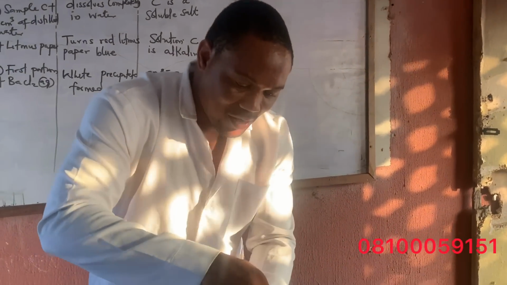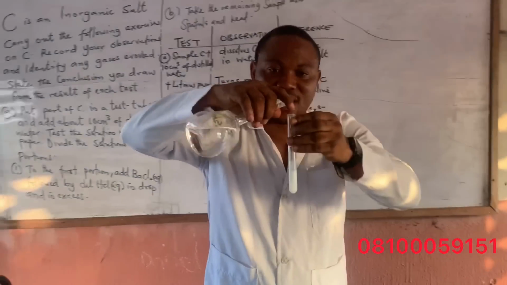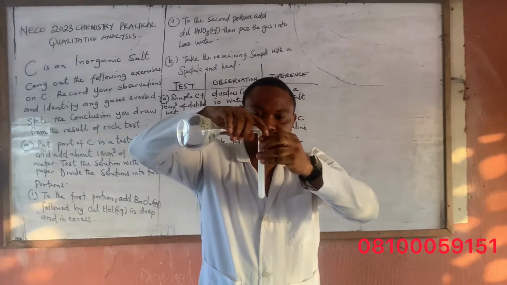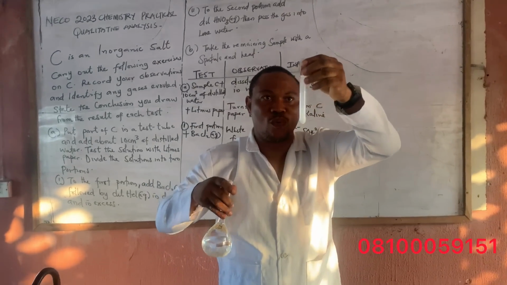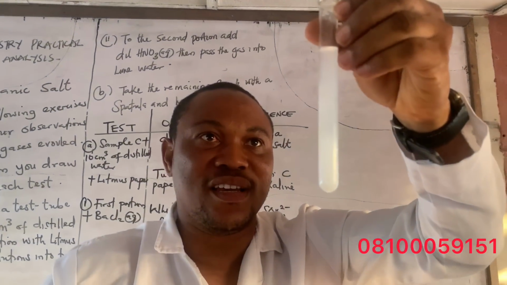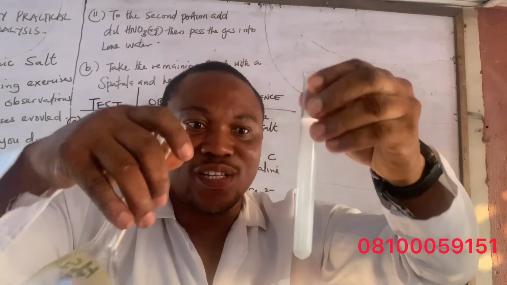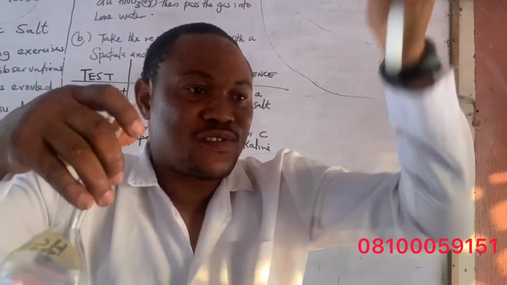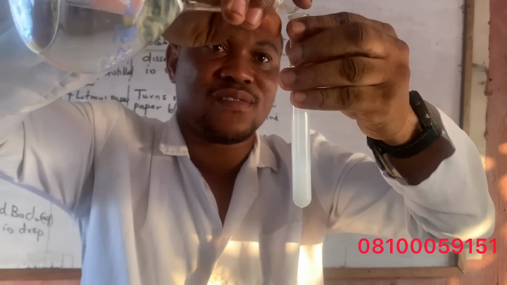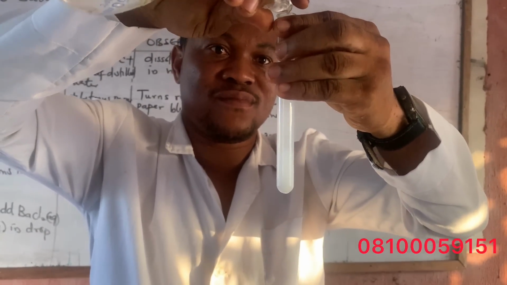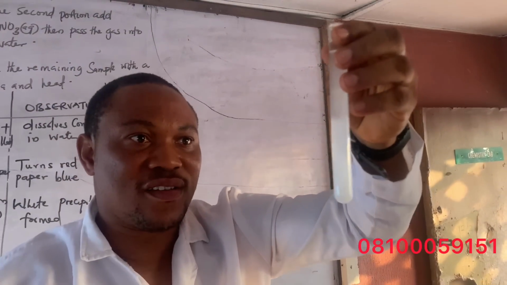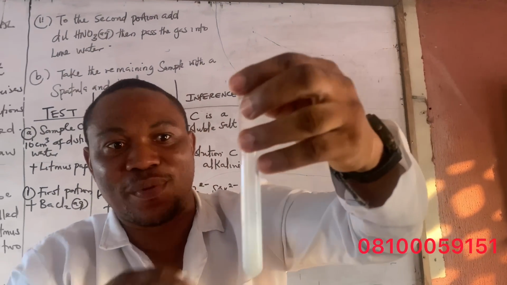Okay, dilute HCl in drop and in excess. Let's see. In drop, then in excess. Let's see. Wow. You can see the dilute HCl is dissolving the white precipitate. Let me shake so I will see. Wow. You can see that. Can you see that? You can see the white precipitate is dissolving.